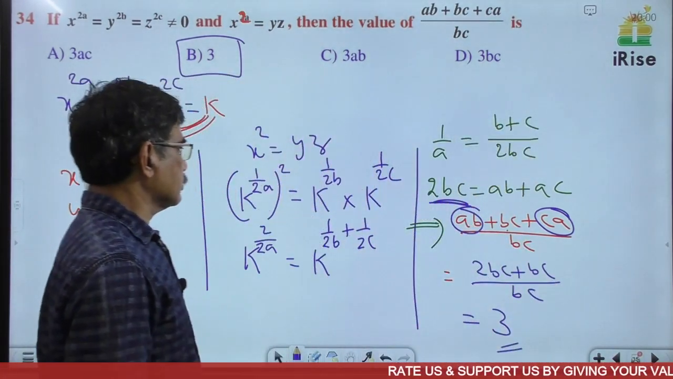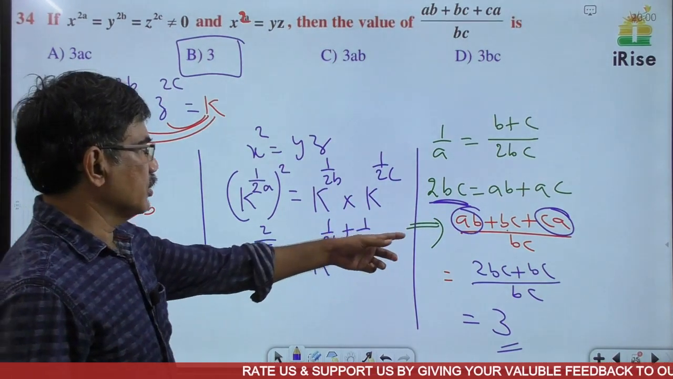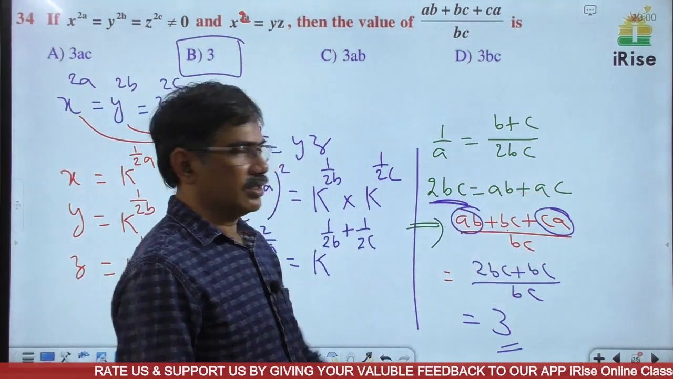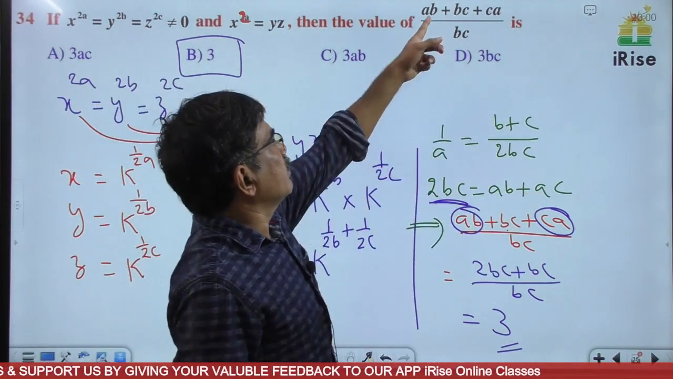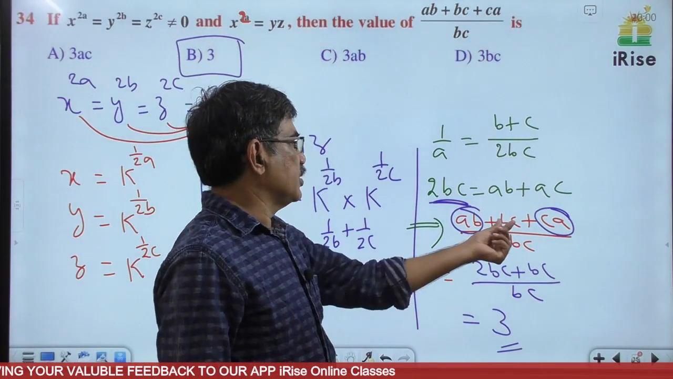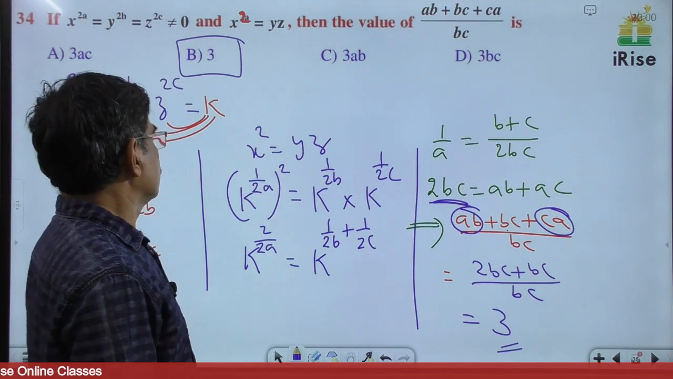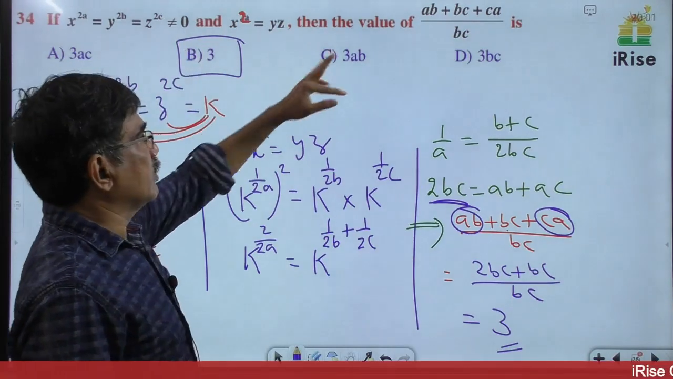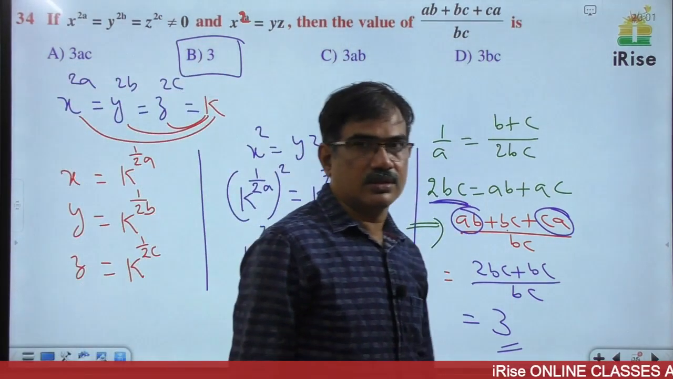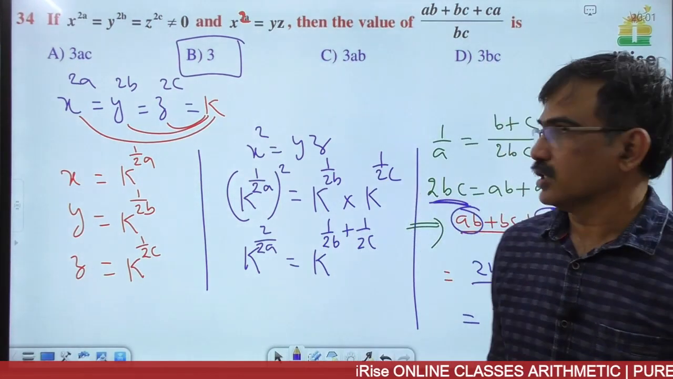Okay. From this condition we get 2bc is equal to ab plus ac. So in the place of ab plus ac write 2bc. 2bc plus bc, 3bc. 3bc by bc is equal to 3. This type of questions are given, but conditions are different. Okay. Next question.